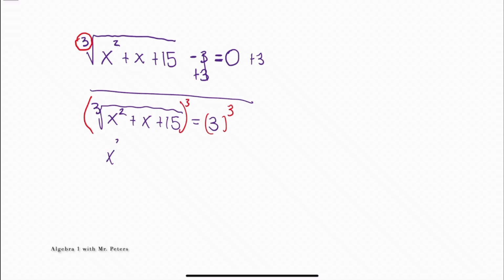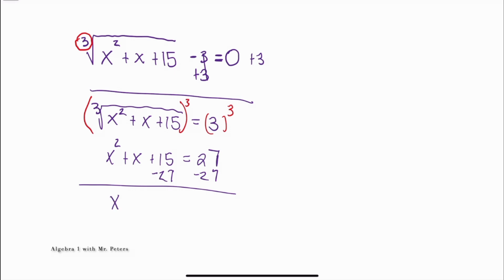We're left with x squared plus x plus 15 is equal to 27. So now this is just like a regular quadratic equation. So we're going to set it equal to 0. So we subtract 27 on both sides. And what we're going to have is x squared plus x minus 12 is equal to 0.